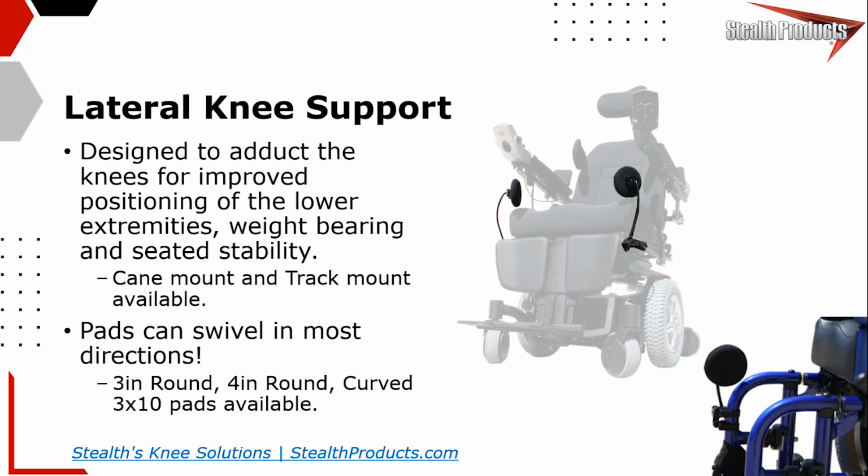We do have cane and track mounted options to fit most chairs here, and we have 3 and 4 inch round pads. We could do larger curved pads that can kind of come more anterior and cup the knee. And these can also be used to embed switches, just like I mentioned earlier, or sensors from a head array. So again, for those users who lack the function in the upper body, but still have it in the lower body, they could still control a power chair, for example, with these hardwares.